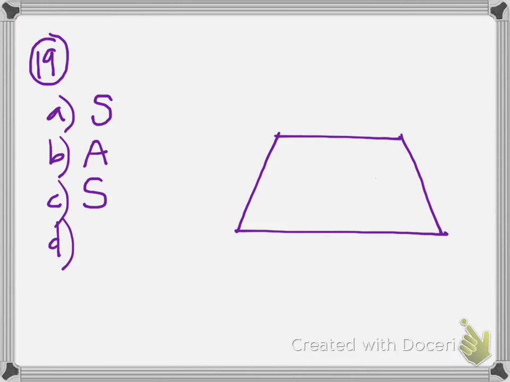D says if two of the angles of a trapezoid are congruent, then the trapezoid is isosceles. So we've got this trapezoid. It didn't say which two angles. So if these two angles were congruent, then we would have an isosceles trapezoid. So that would be true. However, if these two angles are congruent, these two don't necessarily have to be congruent, which means it could just be a trapezoid, not isosceles. So this is going to be a sometimes.